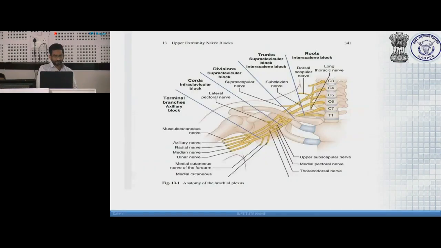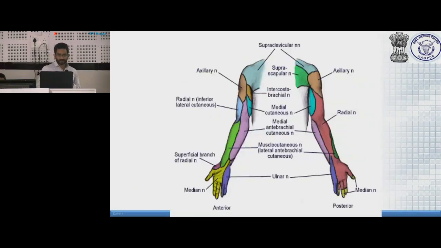Interscalene block usually blocks at the root level and sometimes the trunk level. Supraclavicular block blocks the trunks and divisions. At the level of the cords, we give infraclavicular blocks that block the lateral, medial, and posterior cords, and the terminal branches we can block at the axilla. This is the sensory distribution of the upper extremity.